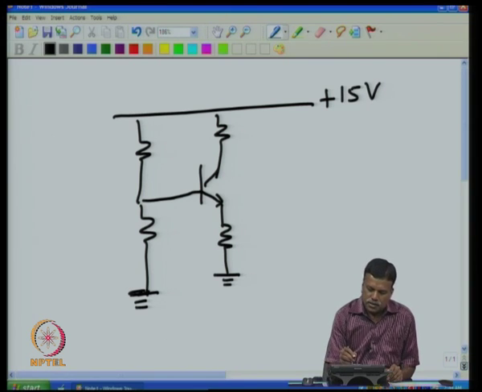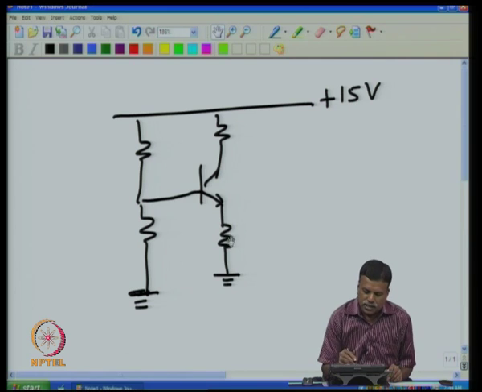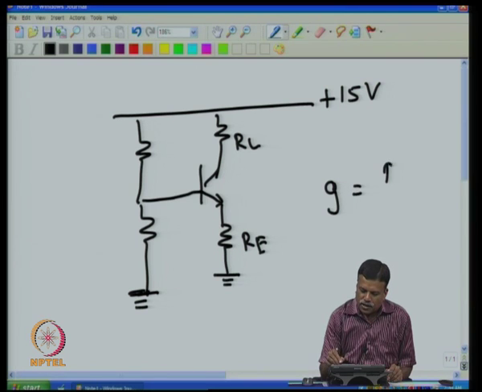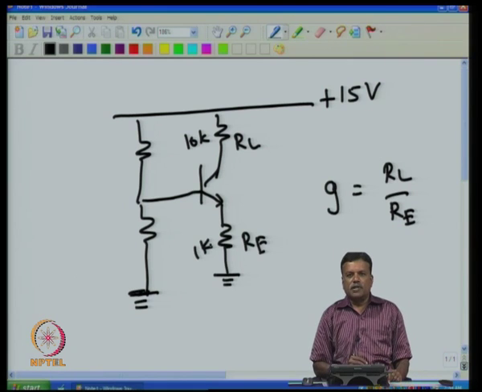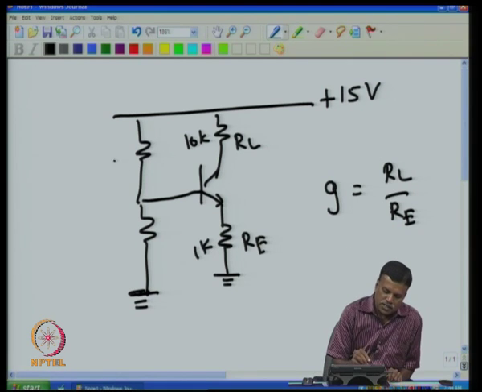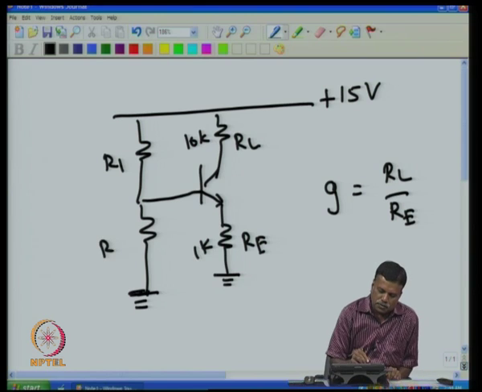Now, this is the load resistance, and this is the resistance which is connected in the emitter. The ratio between this and this, if I call this RL and this RE, the gain of the circuit is given by RL by RE. For example, I can have here 10K and then 1K, that will give me a gain of 10. Now, these two resistors, R1 and R2, are biasing resistors.